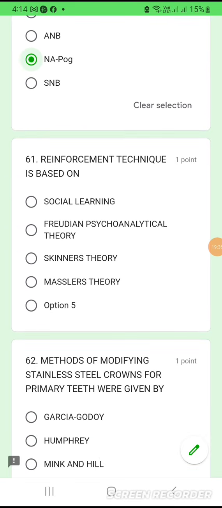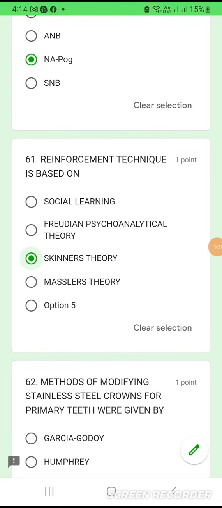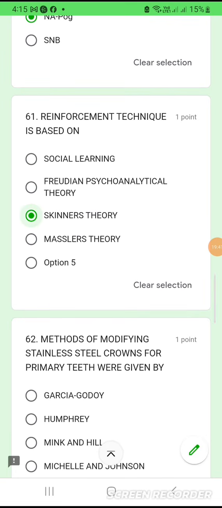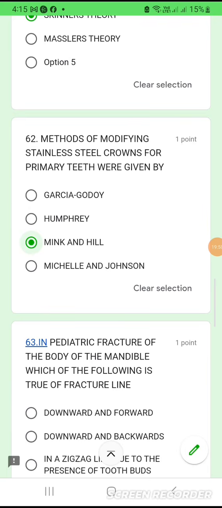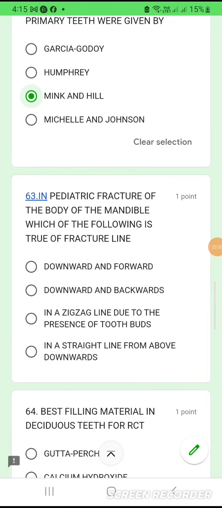Okay, question number 61. Reinforcement technique is based on Skinner's theory. Okay, so we have learned in pedo the reinforcement technique is based on Skinner's theory. Question number 62. Methods of modifying the stainless steel crown for primary teeth were given by. So when you have to modify the stainless steel crown for a primary tooth, this particular method was given by Ming and Hill. Okay, option C, Ming and Hill.